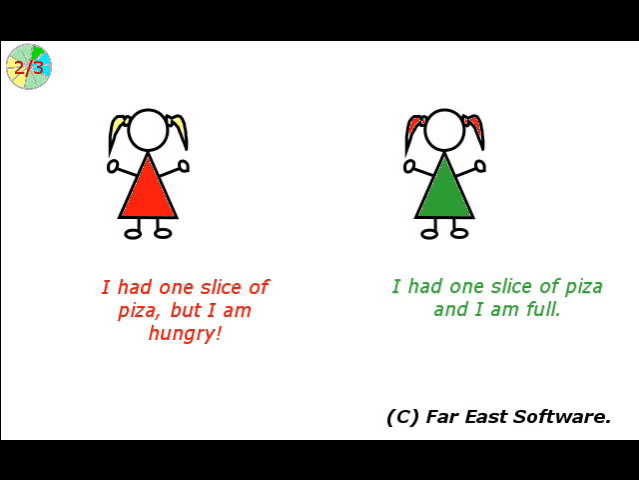Let us take a look at a situation. Two friends are sitting down and chatting after coming back from a party. One friend says that she had one slice of pizza and is full. The other friend says that she also had one slice of pizza, but she is still hungry. How is this possible?